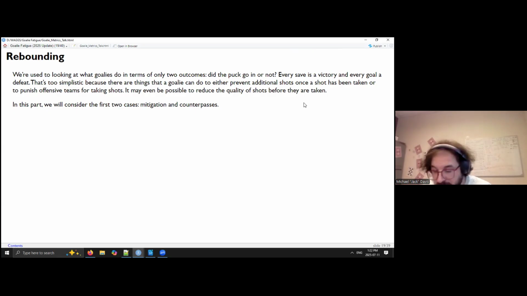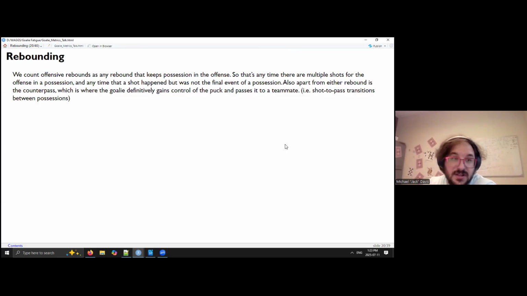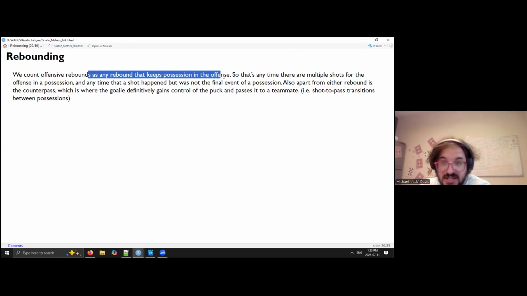So imagine, as an extreme example, that every time you take a shot, you lose possession. You're going to be a lot more careful with your shots, and therefore you're probably going to score fewer goals. On the opposite end, if 90% of the time you shoot, you are able to retain possession by it bouncing off of the goalie and taking a second shot, you're probably going to be a lot more trigger happy with your shots. So we're going to consider two particular cases, rebounds and counter passes. First, we're going to count offensive rebounds, any rebound that keeps the possession with the offense. So if there's multiple shots for the offense for any given possession, that's what happened.